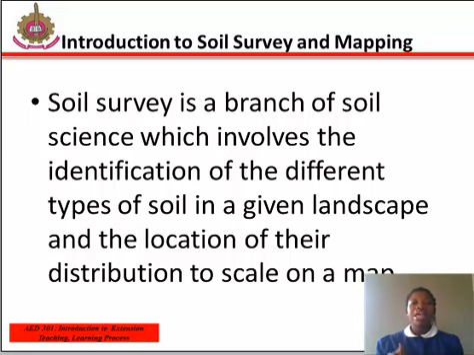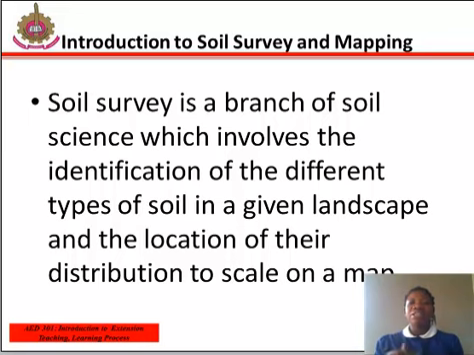A taxonomic class depicts the properties of a soil profile as given in the profile description and analysis. A mapping unit is a geographical unit, an area of land with the greater proportion being occupied by the taxonomic class after which it has been named.